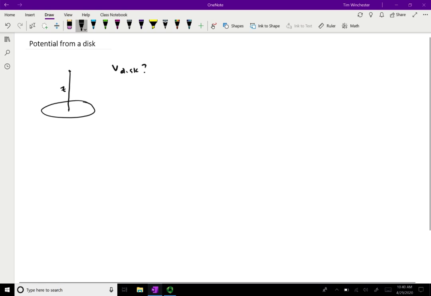Okay, so what do we know? We're going to know the radius of the disk, which I'll call capital R. We're going to know the charge of the disk, which I'll call Q. And we'll know the distance z from the disk.